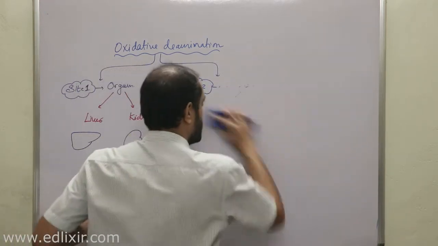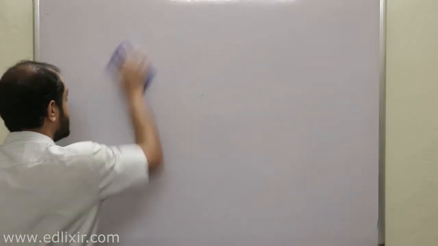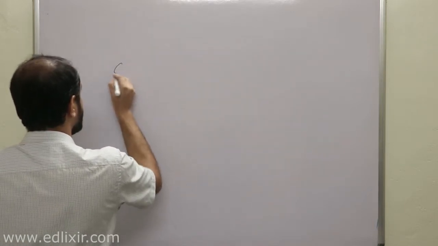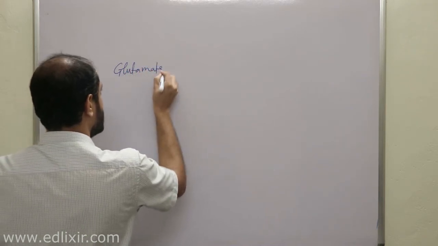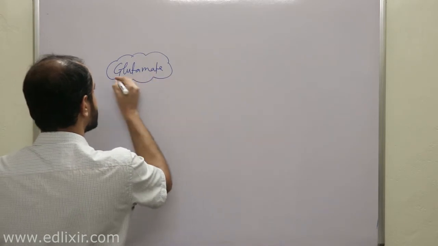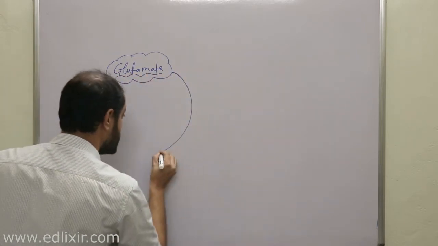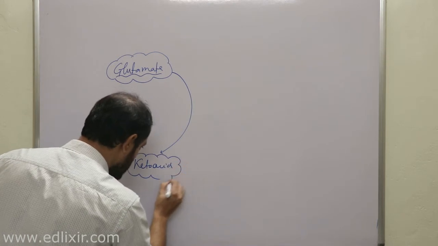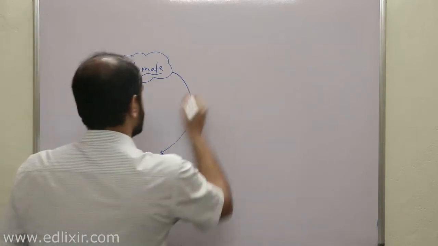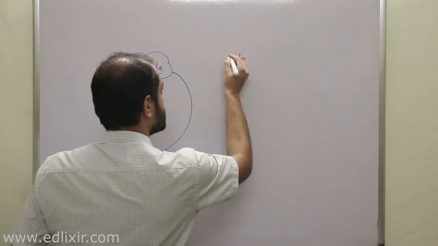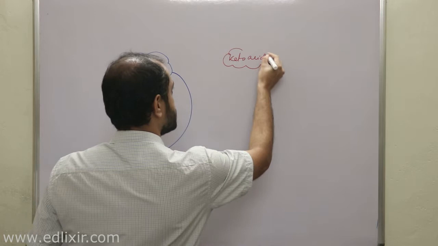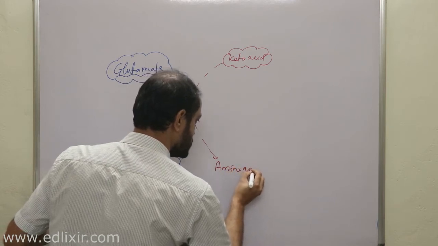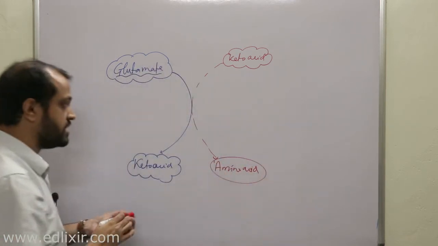Let me draw it. Okay. Now in case of oxidative deamination, the glutamate is converted into a keto acid. But in transamination, what you have seen is a keto acid being converted into an amino acid, right? This was your transamination process, right? But in oxidative deamination, this doesn't happen.